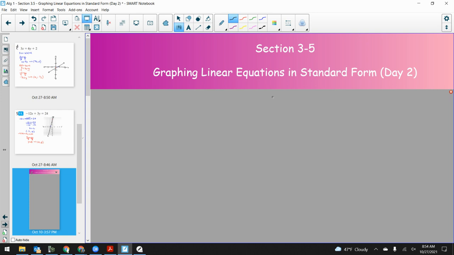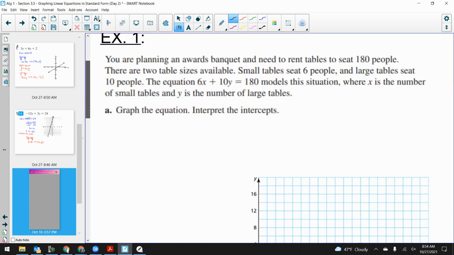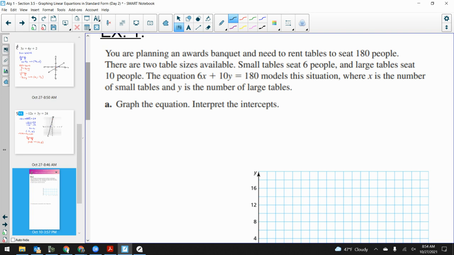But here's where it's useful, when graphing intercepts. And a lot of times, word problems are presented to you in standard form. Let me show you what I mean. Okay, we are planning an awards banquet. We need to rent tables, and 180 people are coming.